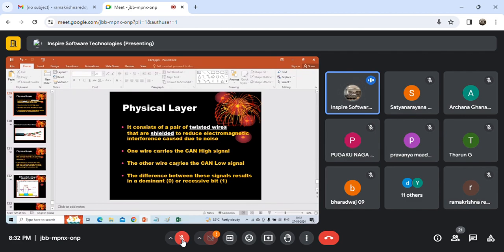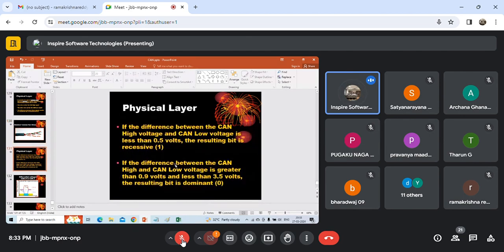So the physical layer will physically contain the electrical signal, and whether we say bit 0 or bit 1 depends on the voltage that is appearing based on these signals. If the difference between the CAN high and the CAN low is less than 0.5 volts, then the resulting bit is considered as recessive.